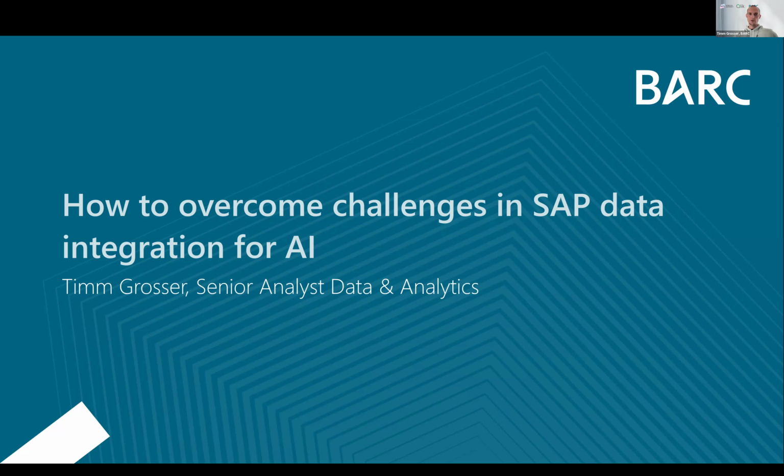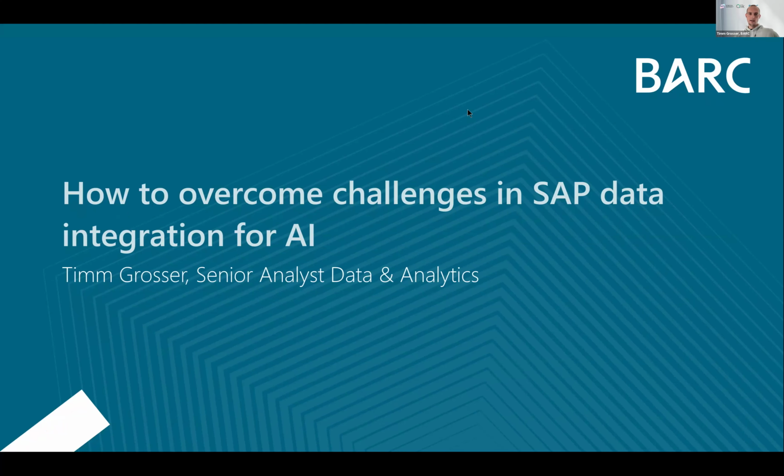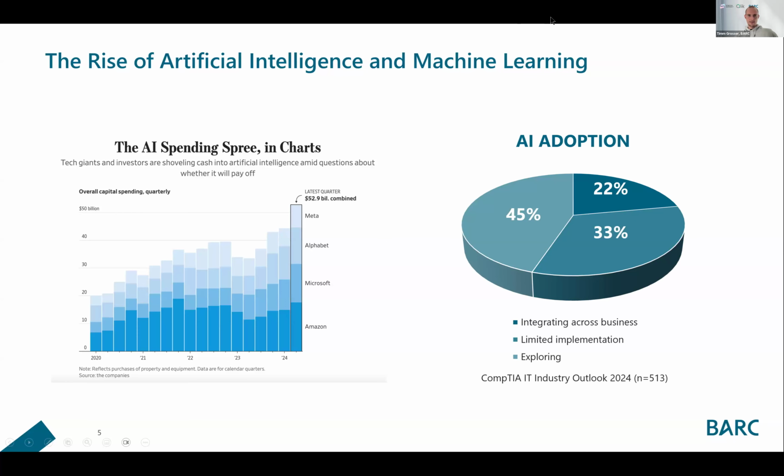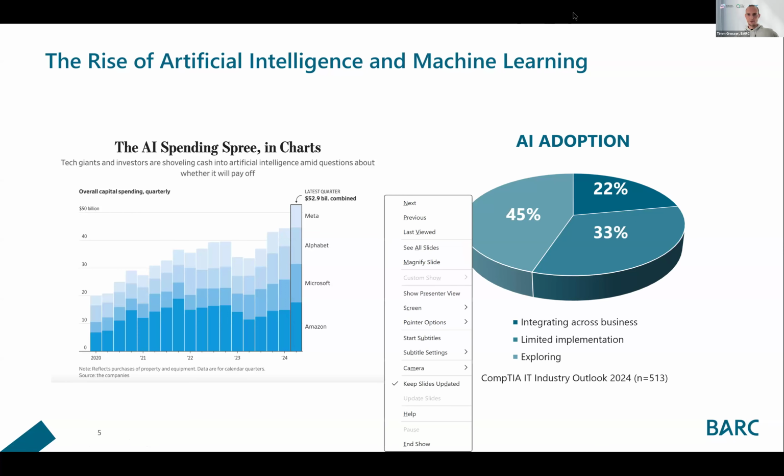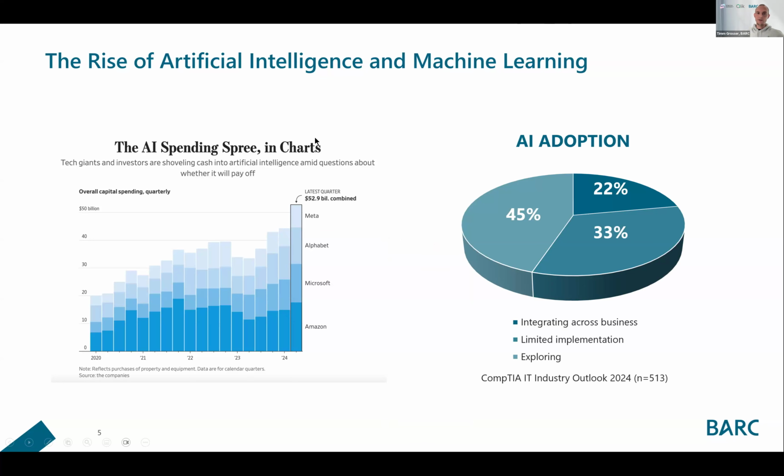My topic today is how to overcome challenges in SAP data integration for AI. To understand what AI really is and why we should talk about AI, I've prepared one or two slides so that we have a common base. So why are we talking about AI? Because I think AI is really a disruptive technology today, similar to the invention of the steam engine, for example, or electricity.